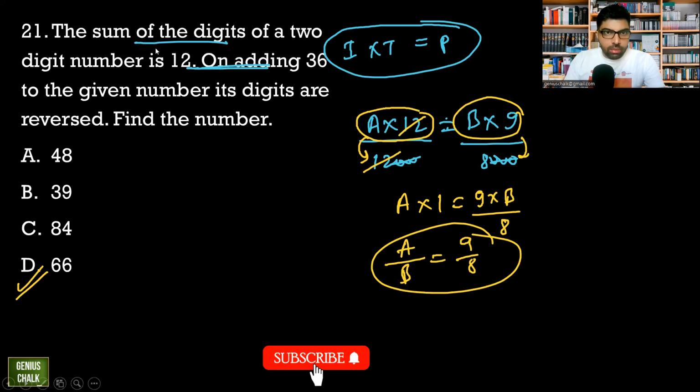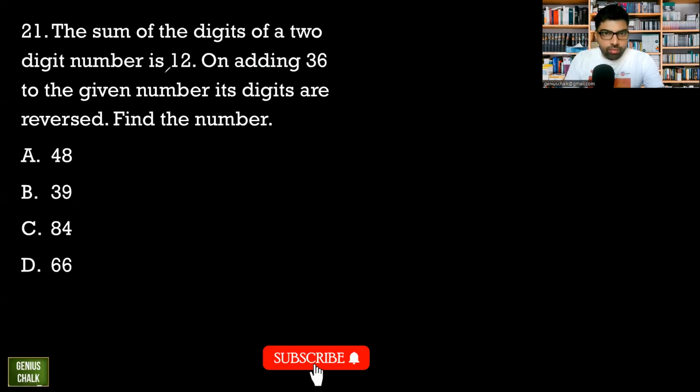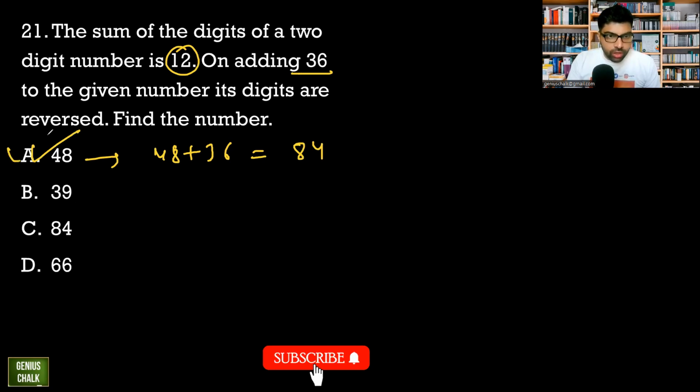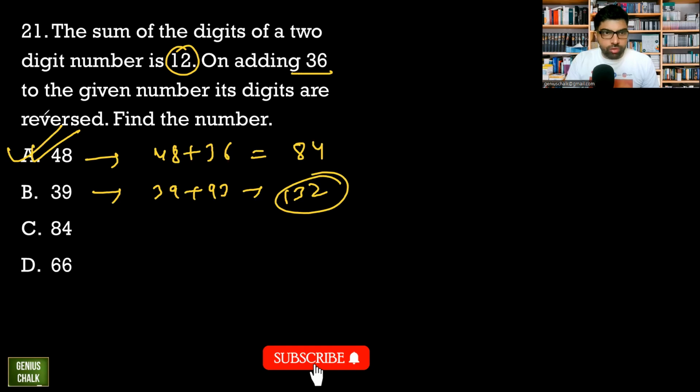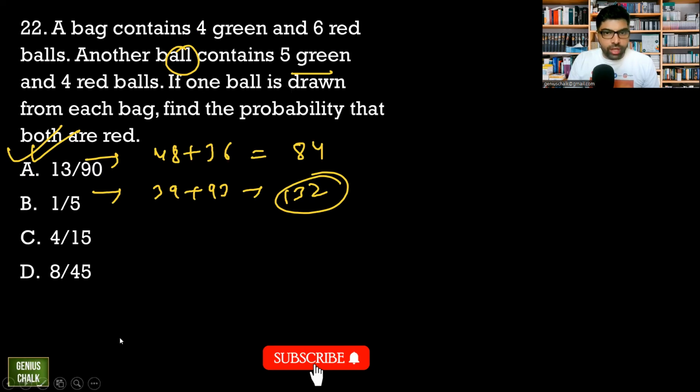Okay, next one. Sum of the digits of a two-digit number is 12. On adding 36, digits are reversed. So just take the option 48 plus 36. Are the digits getting reversed? 8 plus 6, 14. And it is 84. Yes, digits are getting reversed. This must be my answer. So there is no need to check further. Even if you check, 93 plus 39, it's not coming same. It's 132, so not same. So first option, reversing, giving the answer, just go ahead.